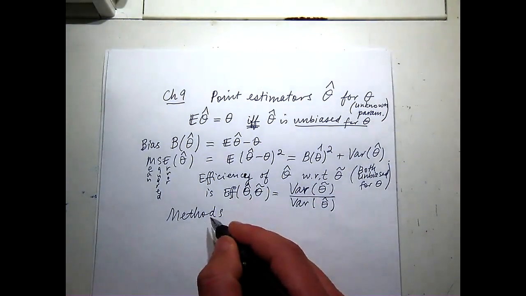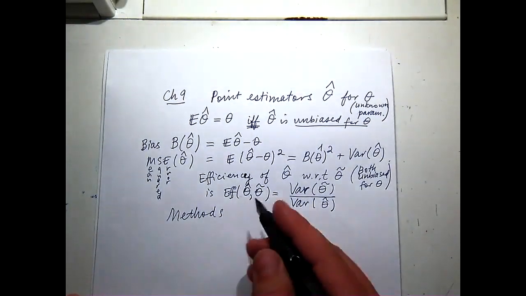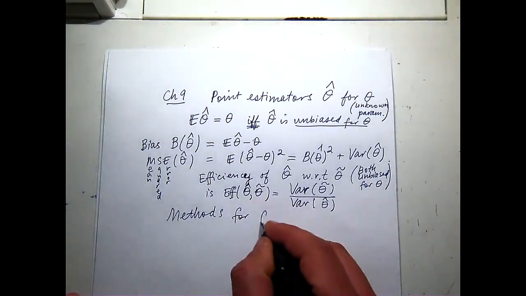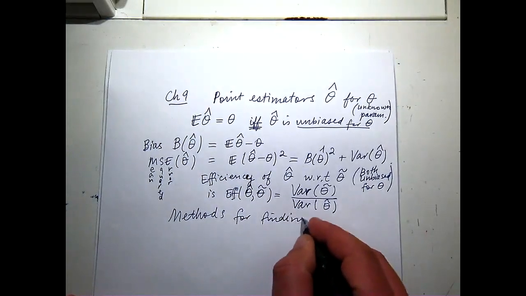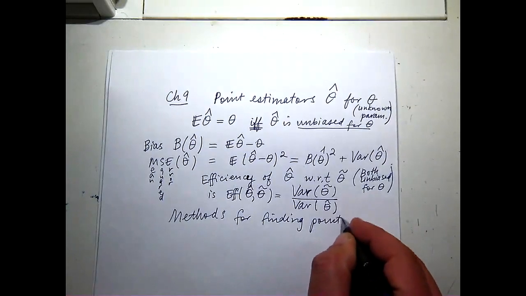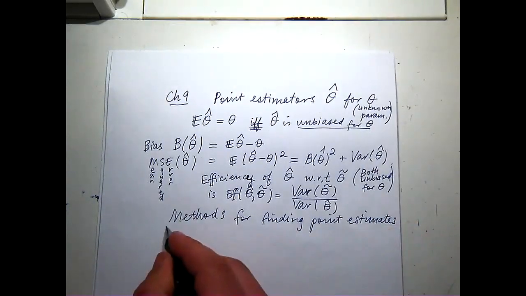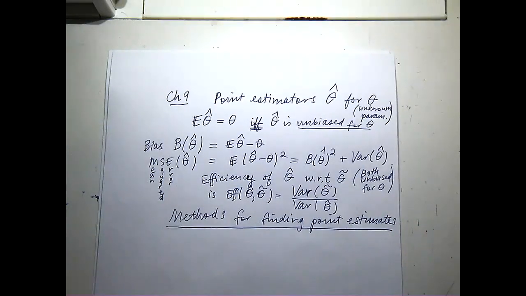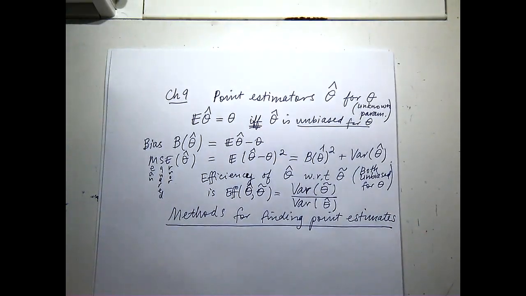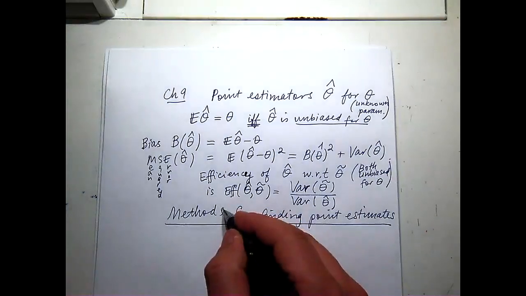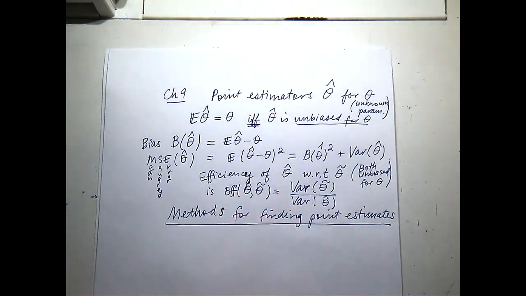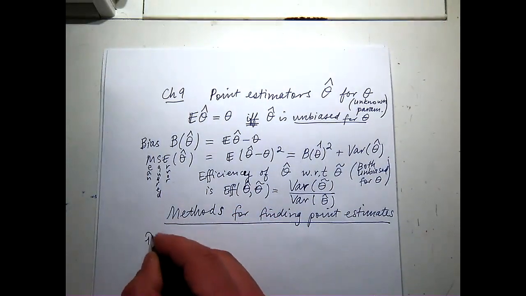But before we do that, we don't really have a lot of general methods for finding point estimates. And this could be for one unknown parameter, or it could be for multiple unknown parameters. And both of these methods, with some elaboration, will work in those cases. So first, we're going to talk about method of moments.